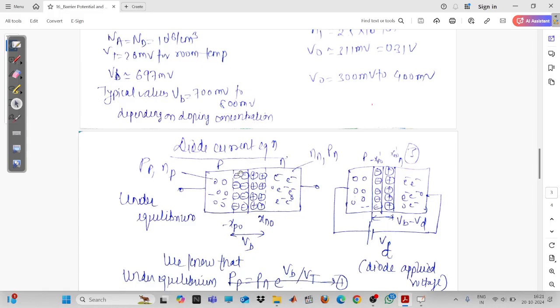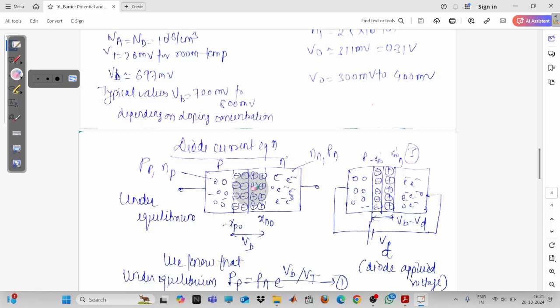So now you can see that in this region there will not be any charge particle. Can you see a charge particle here? No. There will be only the acceptor atoms and the donor atoms. Now these atoms are immovable. They will remain at their place only.